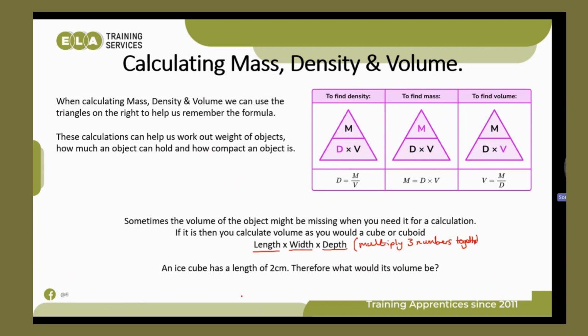So, for example, an ice cube has a length of 2 centimetres, therefore what would its volume be? So we know a cube has all the same size. Therefore, the 3 numbers that we're going to be multiplying together, 2 is the length, 2 is the width, and 2 is the depth. So 2 times 2 times 2 is 8 centimetres cubed, and that's always going to be our measurements for volume. So if a volume is missing, you might need to calculate it where you multiply the 3 measurements together. So let's have a look at these.